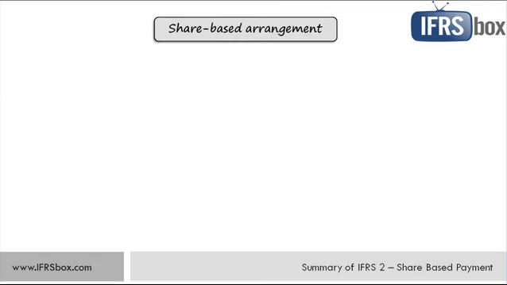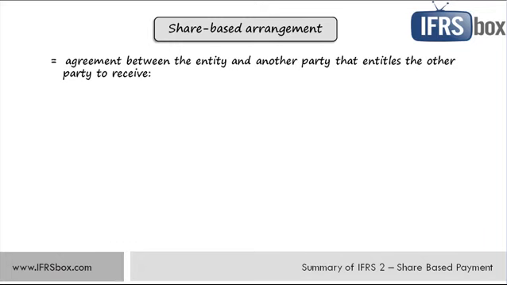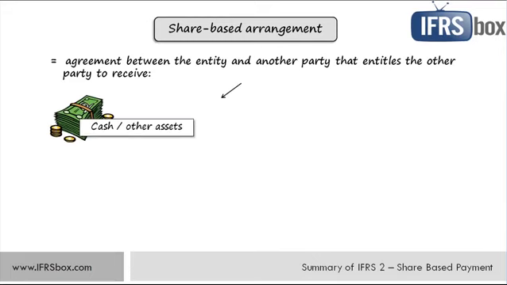A share-based arrangement is an agreement between the entity and another party, supplier or anyone else, that entitles the other party to receive either cash or other assets for amounts that are based on the price or value of the entity's equity instruments. So in this case, the supplier gets paid for its goods or services by cash, but the amount of cash is determined with reference to the entity's equity instruments price, like share price. These transactions are called cash settled.